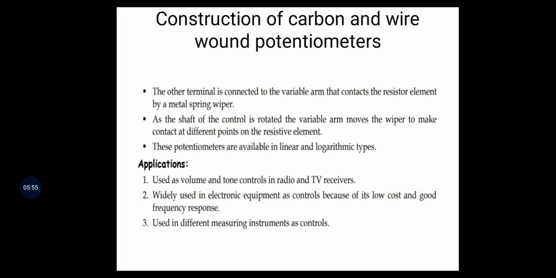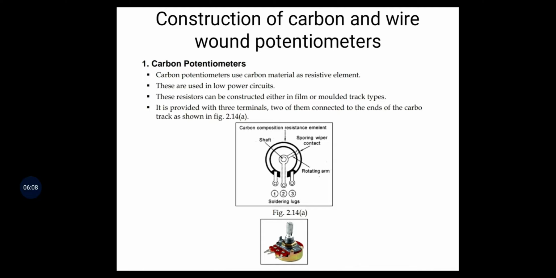So this is the construction of carbon type potentiometers. It has three terminals. The first and third terminals are connected to the carbon composition resistance element. The middle terminal is connected to the shaft or spring wiper contact.